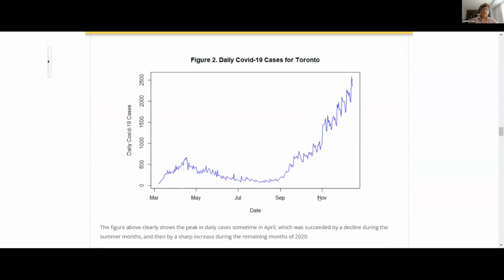So we see the first wave, which we know historically was nothing compared to what happened afterwards, in terms of the incidence of the disease. But in terms of mortality, of course, the first wave was the scariest. But we're just looking at the number of cases here.